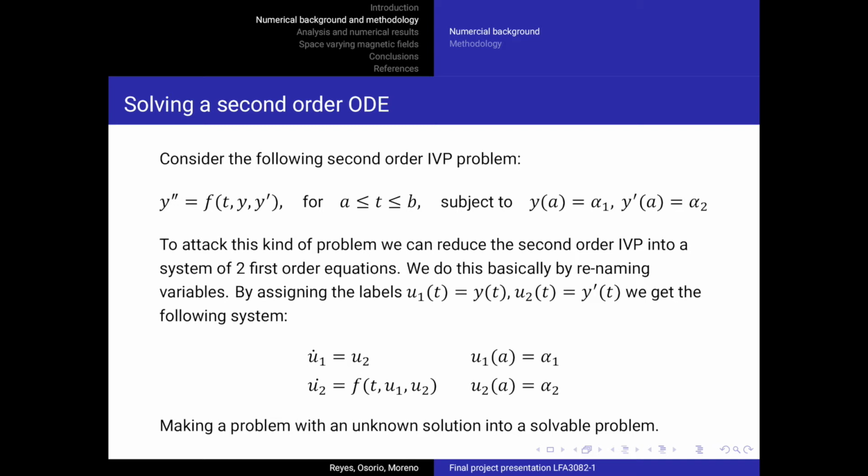Moving forward with our numerical background, we now need to consider how to solve a second-order ODE. If we consider a second-order initial value problem, we need to basically rename variables and transform the system into 2 first-order differential equations. We have a clear example on the slide, and now we have turned this into a solvable problem.